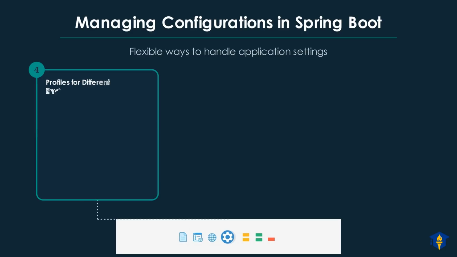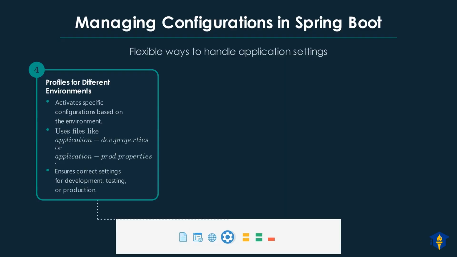Finally, Spring Boot profiles enable tailored configurations for different environments. They activate specific configurations automatically, depending on the active environment. You can use files like application-dev.properties or application-prod.properties. This ensures the correct settings are applied for development, testing, or production stages.